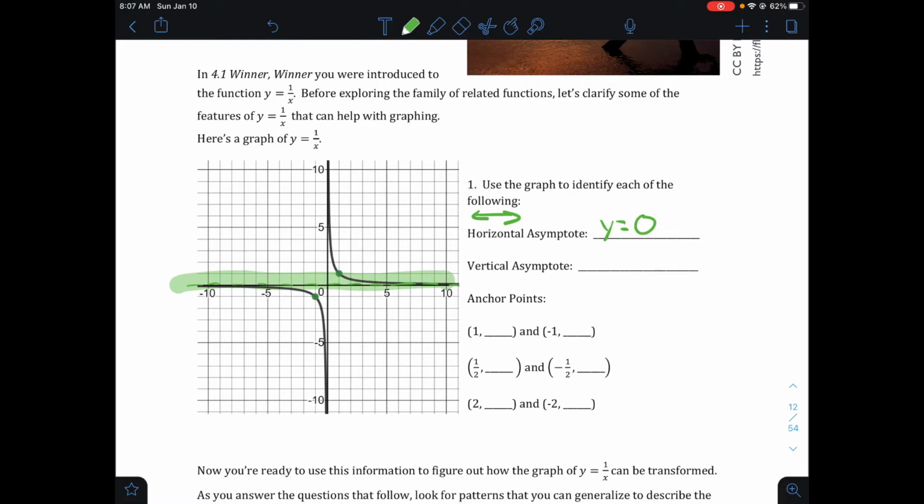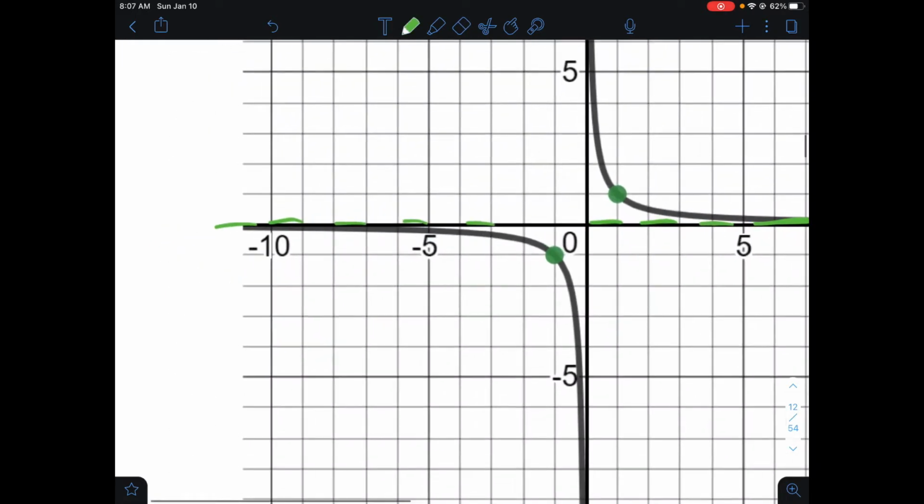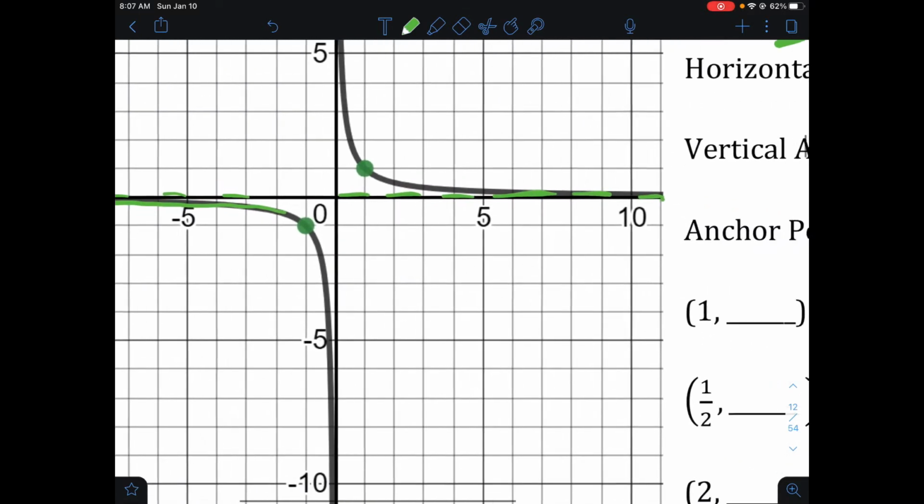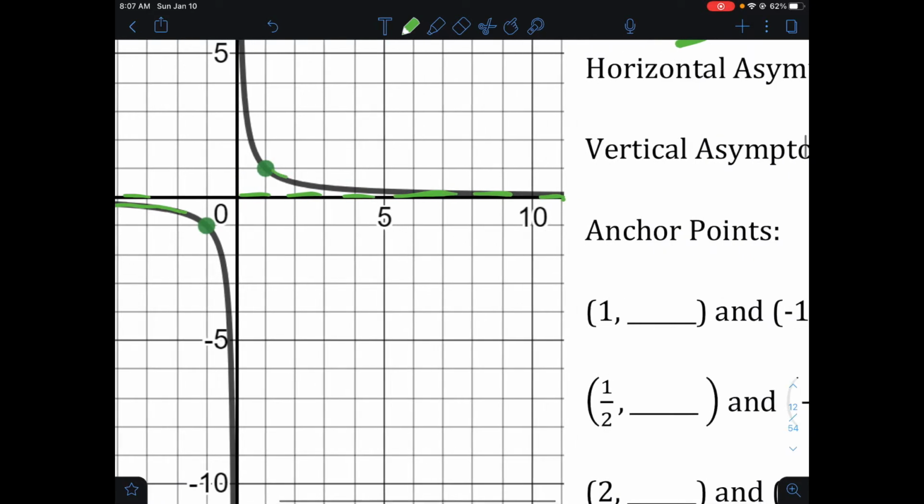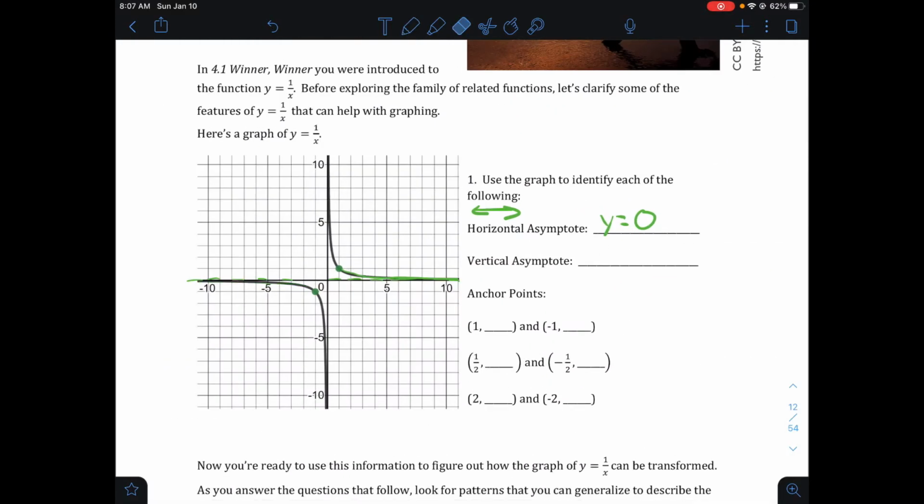How do we know that's an asymptote? Well, you can see both sides of the function approach 0, but it's never going to touch 0. If you go in the negative direction or the positive direction, they both get really close to 0, but they do not touch 0. So that is how you know you've got a horizontal asymptote.